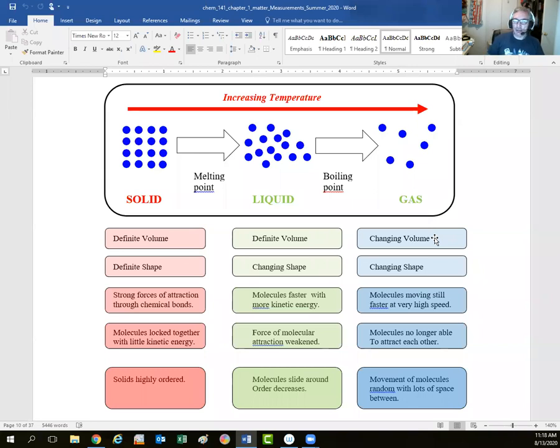So increasing temperature means increasing kinetic energy and increasing space for that gas. It's like the molecules are more excited and start moving about more and spread out more.